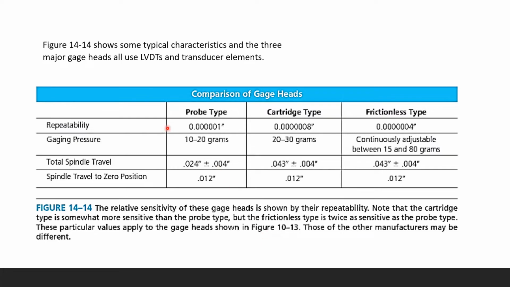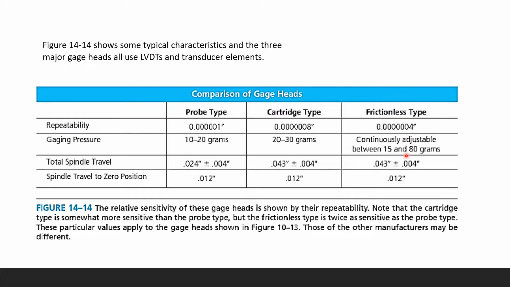So sensitivity, with this line, you'll be able to understand. So we call it the repeatability. We know that the cartridge, this type, is somewhat more sensitive, okay, because it has 7 and then it has the highest. Then the probe type, but the frictionless type is twice as sensitive as the probe type.